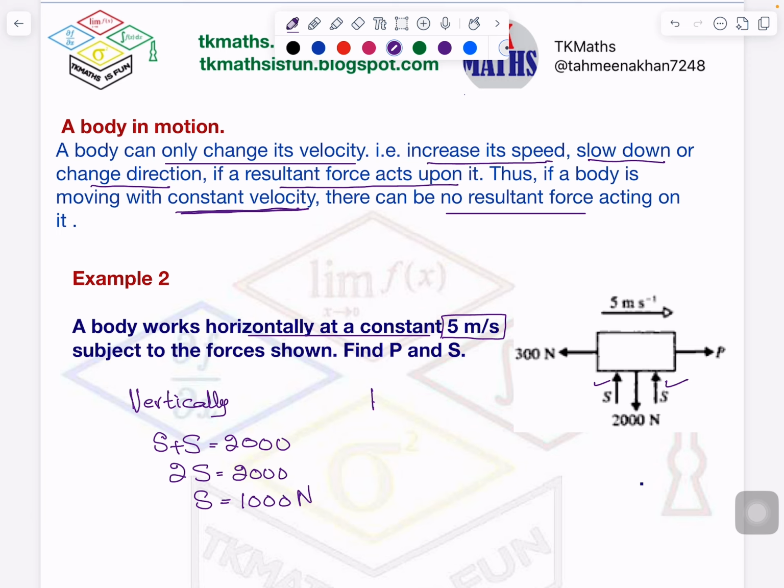Now horizontally, the body is not at rest, but it is moving with constant speed, constant velocity. So that's why P, which is the right-hand side force, will be equivalent to the one on the left-hand side, 300 Newton.